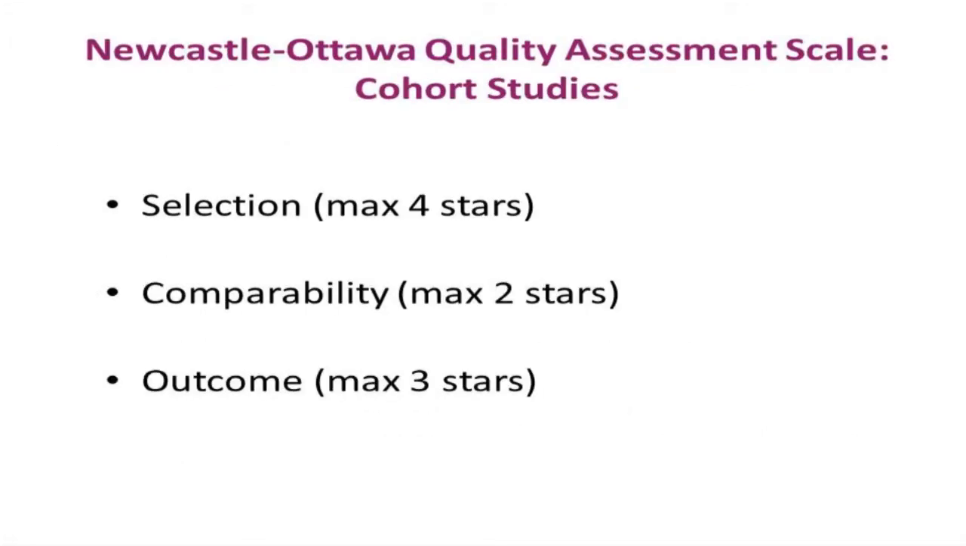And what you can get is a maximum of 4 stars for selection, 2 stars for comparability, and 3 stars for outcome. And that adds up to a total of 9 stars. So remember that, 9 stars, because you'll read about how many stars the studies in the journal club got later on.